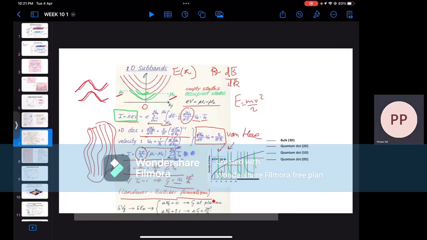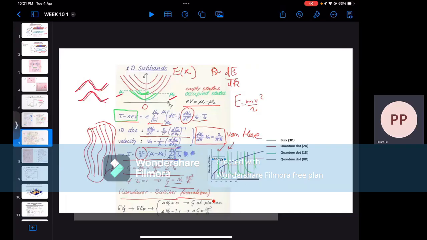This is the sum over the transverse subbands. We are going to do the calculation separately in each subband, and then add it up. So, for example, for n equals 1, we look at the bottom parabola and calculate the current for that.